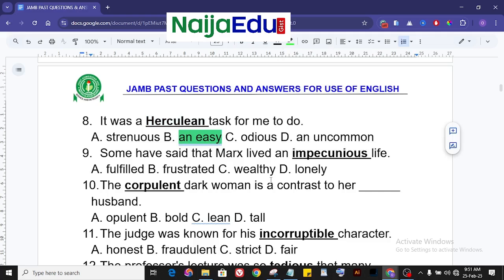Then odious means something that is unpleasant, not really difficult, whereas uncommon doesn't really mean something is easy. It might be uncommon, but it doesn't mean it's easy. So the correct answer to this is, it was an easy task for me to do. When you replace it with the word and you want the opposite in meaning to the word aquiline.